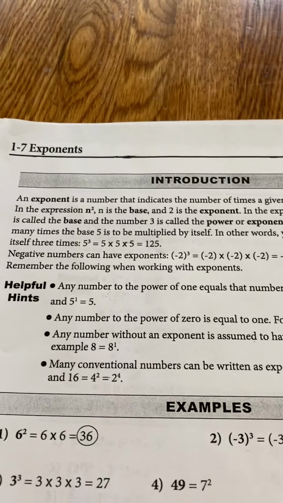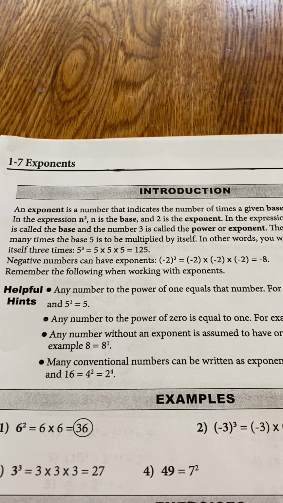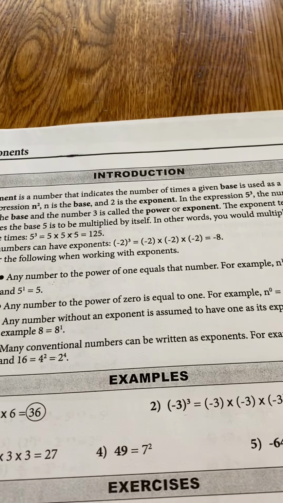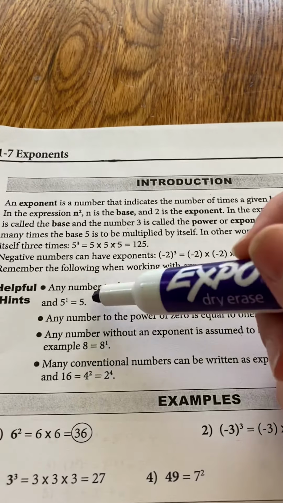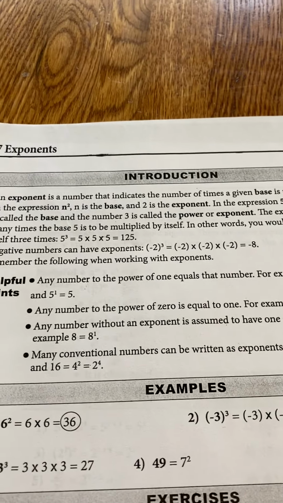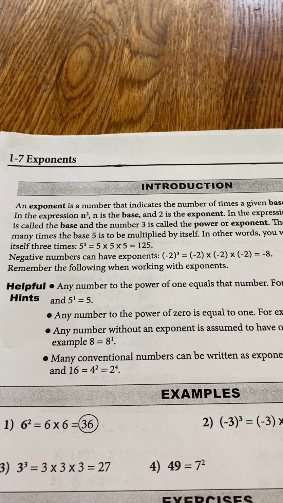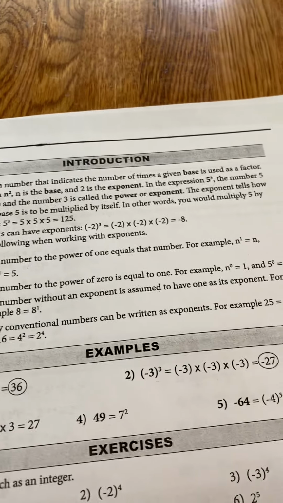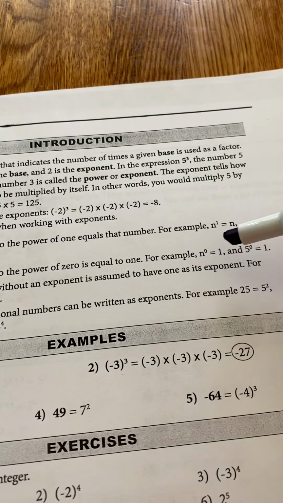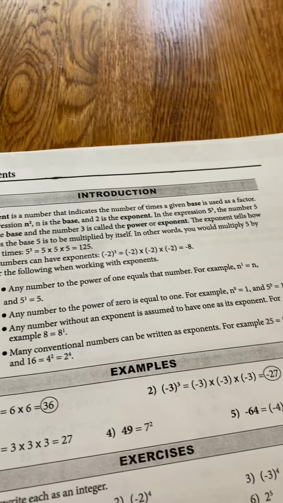So we're going to go on to our helpful hints. Any number to the power of 1 equals that number. For example, n to the first power equals n, and 5 to the first power equals 5. So that's important to remember: anything to the first power is going to equal itself. Any number to the power of 0 is equal to 1. For example, n to the 0 power equals 1, or 5 to the 0 power equals 1.